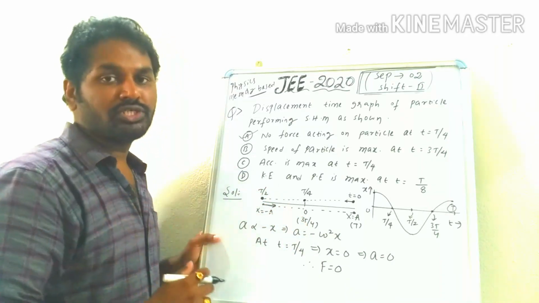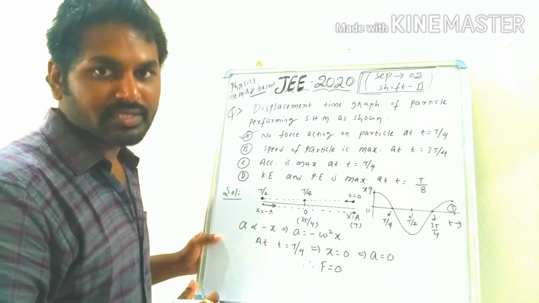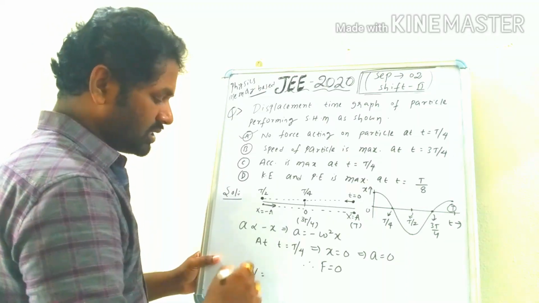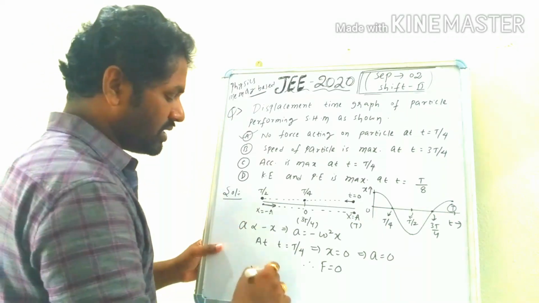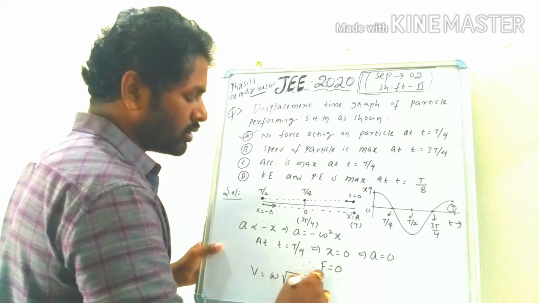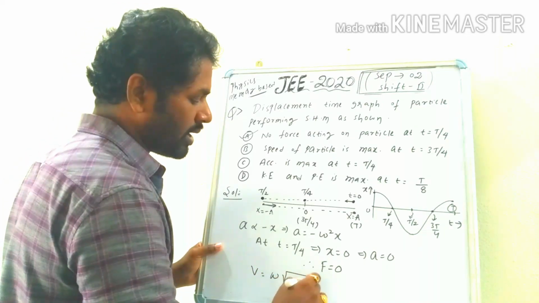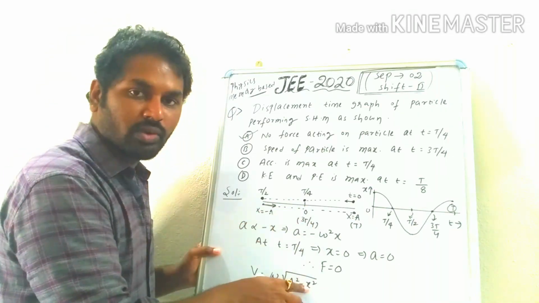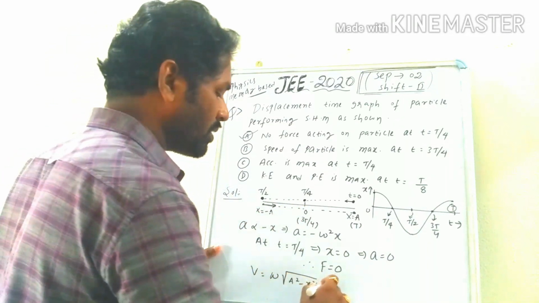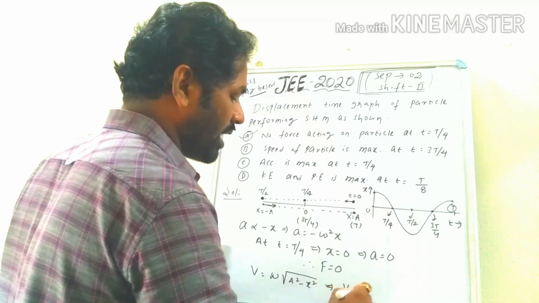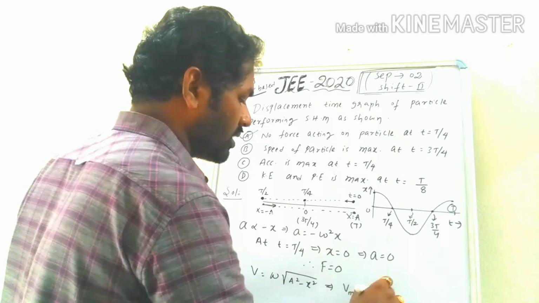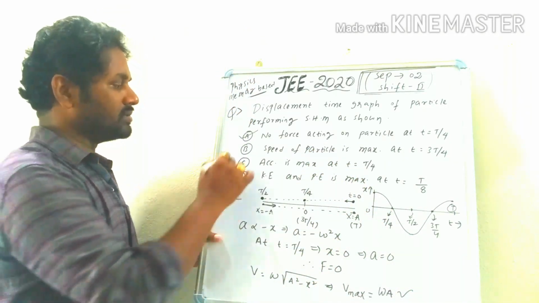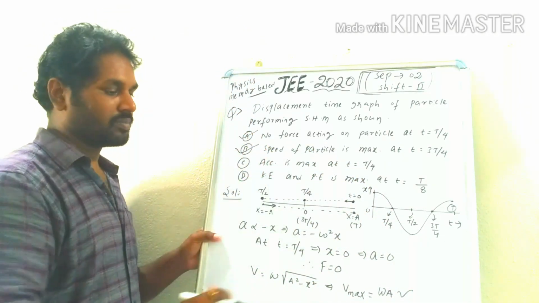So at the mean position, the speed of the particle is maximum, which is true because the general expression for speed is given as v is equal to omega into under root a square minus x square. So at mean position x is equal to 0, which implies you will get v max is equal to omega into a. So this is also a true statement. So B is also correct.